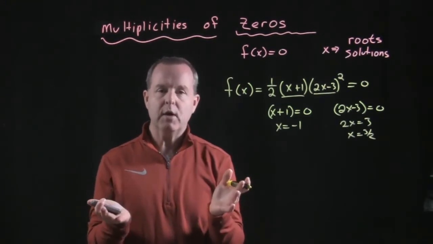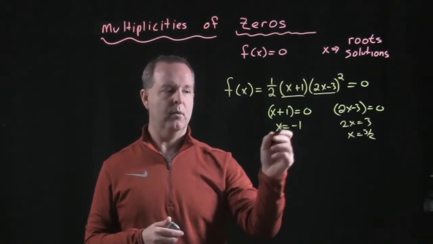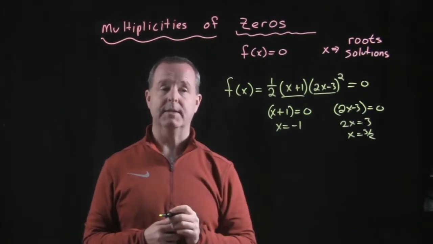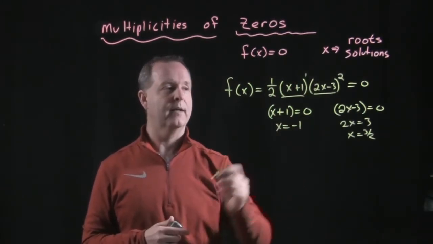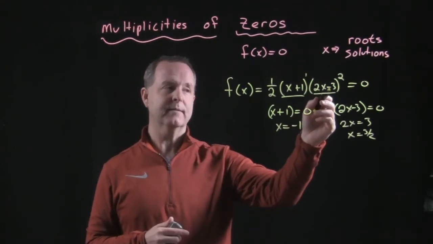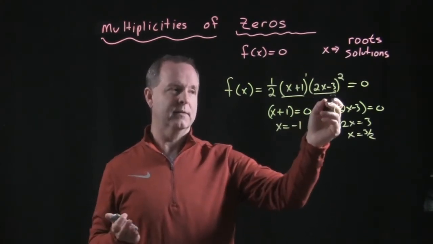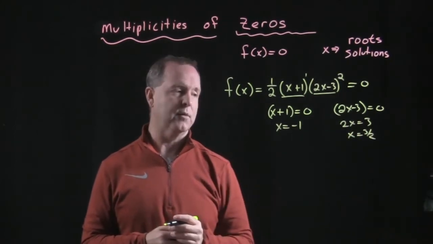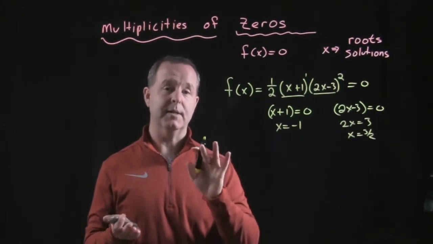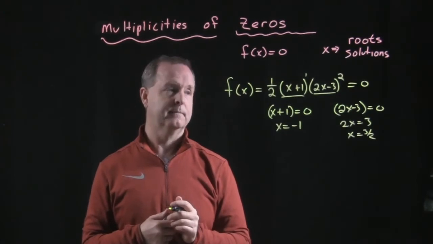So what do we know about the multiplicities of these? Well, -1 has a multiplicity of 1. There's only a power of 1 there. However, this 2x minus 3, well, there's really 2 of those. And so with that, I have a solution of x equals 3/2 with a multiplicity of 2.